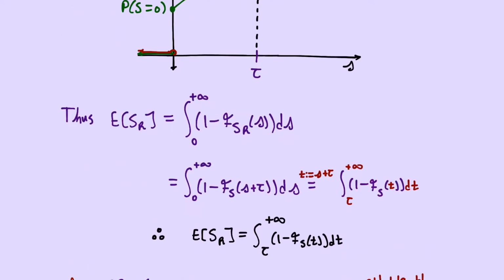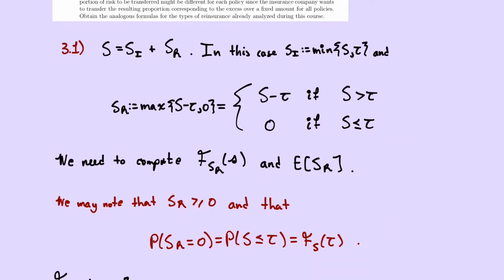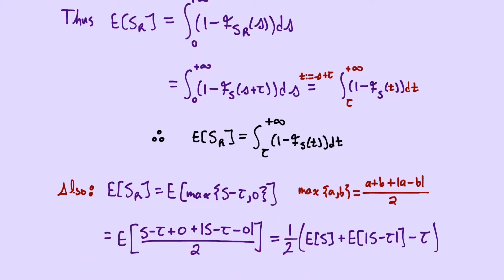Why? Because we have this random variable SR defined in terms of a maximum. And what we can do is use this, and then the expectation value of SR would be the expectation value of the maximum between S minus tau and 0. Using this property, this maximum is equal to the first number, S minus tau, plus the second number, 0, plus the absolute value of the first number, S minus tau, minus the second number, 0, and then over 2.